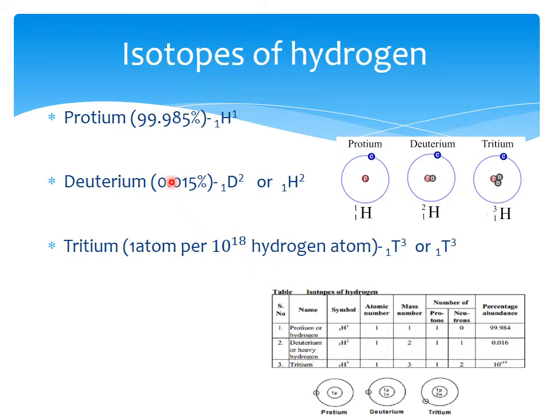In all the 3 cases, protium, deuterium and tritium, the atomic number is 1, so the number of electrons is 1. And the mass number is 1 for protium, 2 for deuterium, 3 for tritium. As the atomic number is 1, the proton is also 1. But from the mass number you can get the number of neutrons. Mass number minus atomic number gives you the number of neutrons. For protium, 1 minus 1 is 0. Deuterium, 2 minus 1, is 1. So the neutron present in deuterium is 1 and in tritium it is 2. So look here, no neutron in the first case, 1 neutron in deuterium, and in tritium there are 2 neutrons. The percentage abundance of deuterium is 0.015 percent and tritium is a very trace amount.